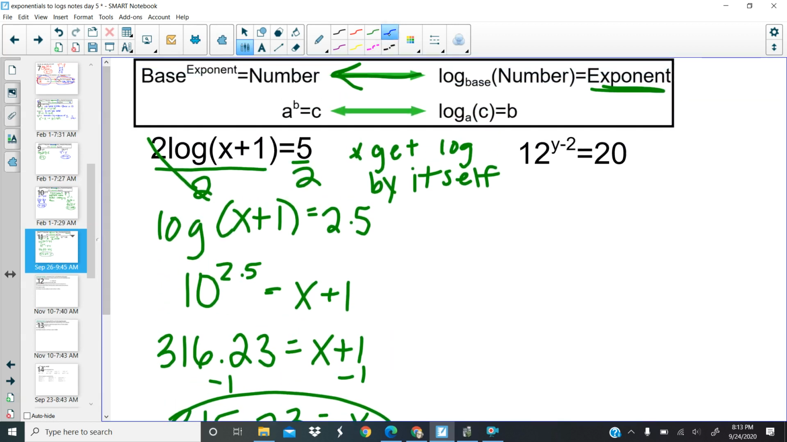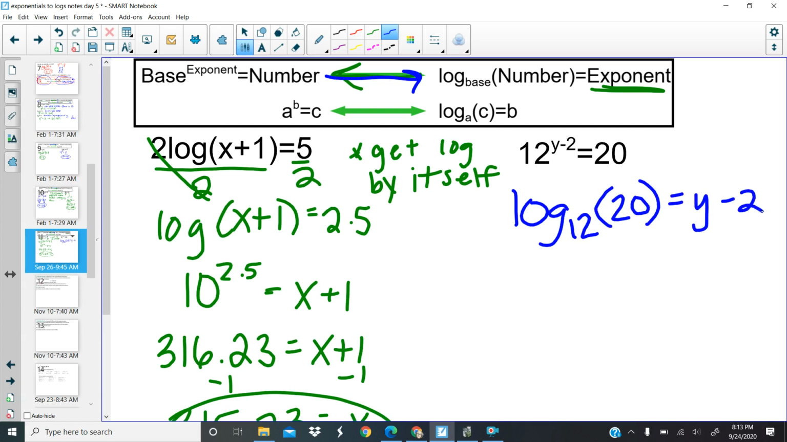So then we just have one more. We have 12 to the y minus 2 equals 20. So that's currently in our exponential form, and we need to rewrite it as a logarithm so that we can solve for that y that's in the exponent. So the first thing I'm going to write is log. So I'm going to have log, and then I need my base, which is 12, of the number on the other side, which is 20, equals y minus 2.